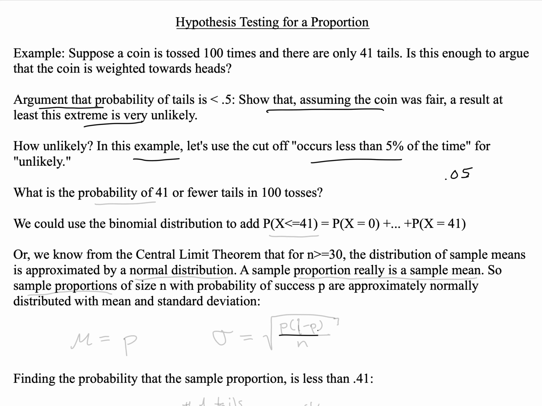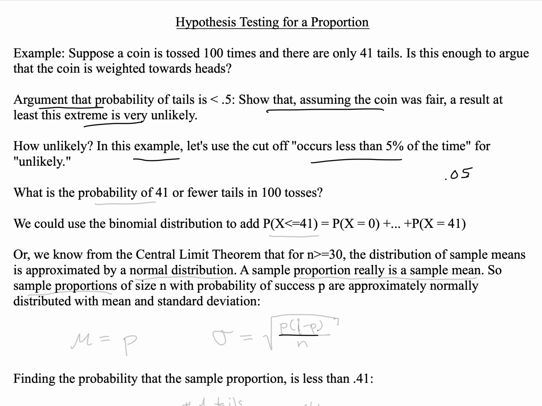Some more language. The p-value is the probability of a result at least this extreme, assuming the null hypothesis was true. In our case, the p-value was what we observed, the probability that the sample proportion is less than or equal to 0.41, and we calculated that to be 0.0359. And the cutoff mark for p-values is called the level of significance. That's called alpha, the level of significance. That's a Greek letter, alpha. It looks like a fish swimming that way.